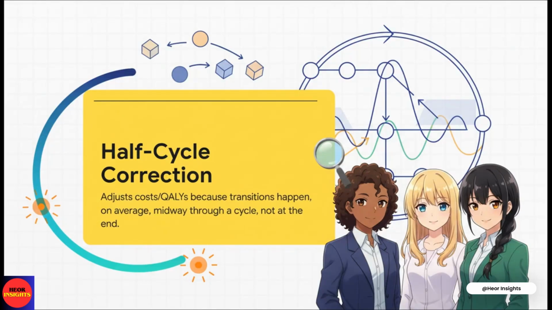Another key refinement that you'll almost always see is the half-cycle correction. You see, basic models assume everyone transitions right at the very end of a cycle, which isn't quite right and can skew your cost and quality results. This correction adjusts for the more realistic assumption that, on average, transitions happen about halfway through the cycle. It's a small tweak that improves the model's accuracy.